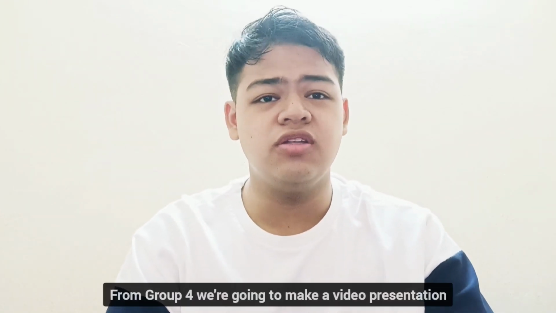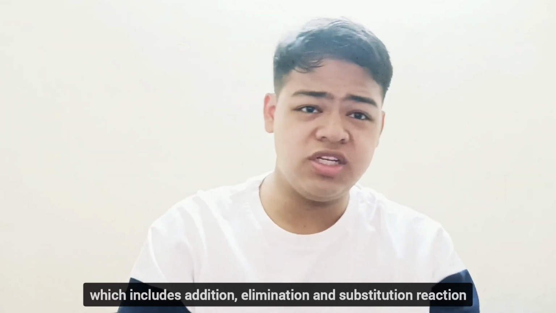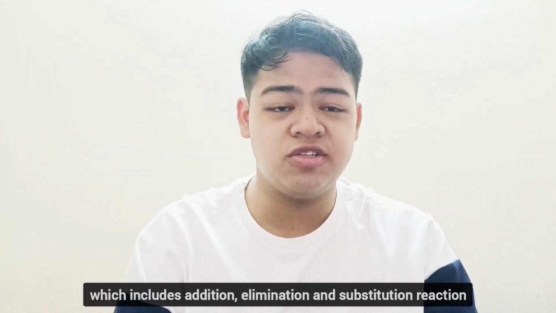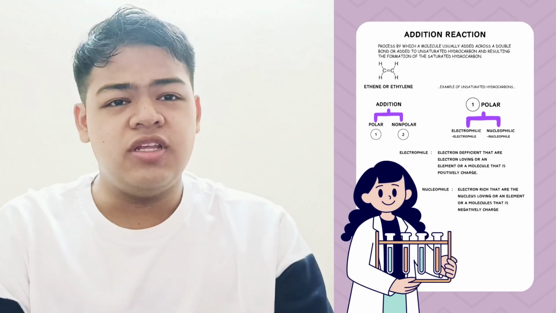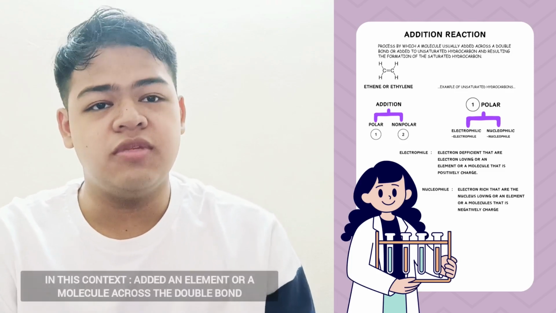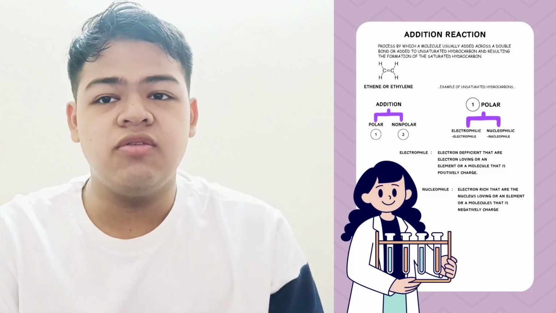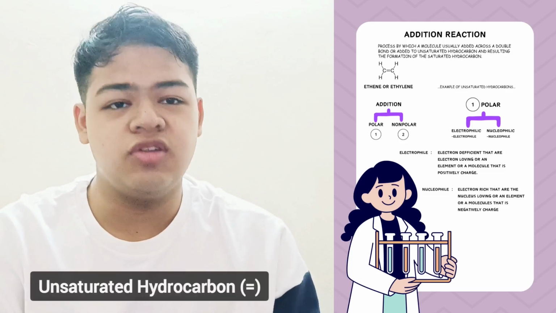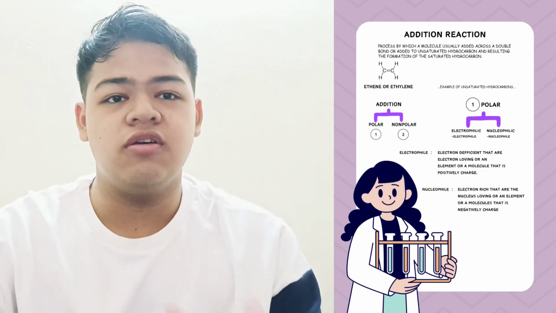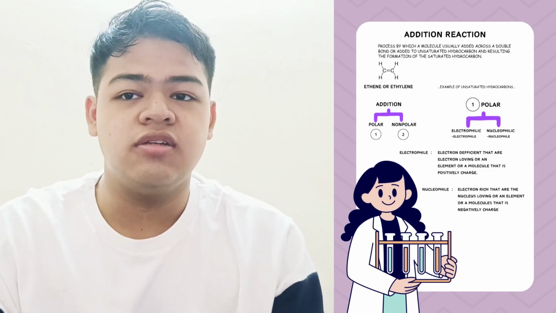From Group 4, we are going to make a video presentation about the 3 chemical reactions in organic chemistry, which include the addition, elimination, and substitution reactions. For the addition reaction, it has a simple meaning. It means we add something into an empty space. To make this happen, we should have an unsaturated hydrocarbon, because we know in ethene, we have 2 empty spaces there. So the addition reaction could happen.